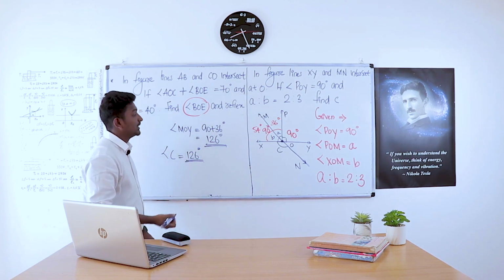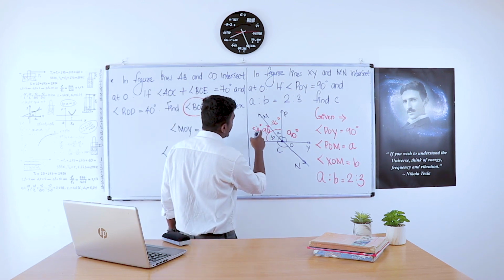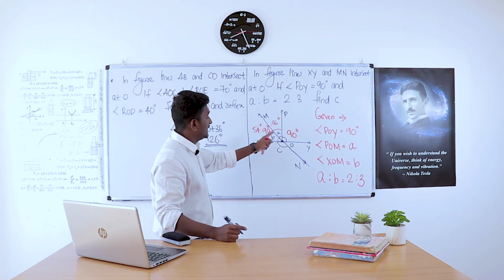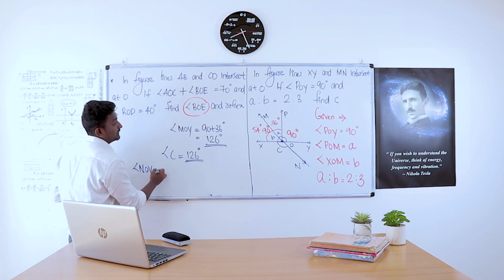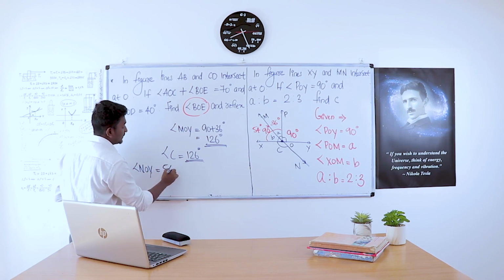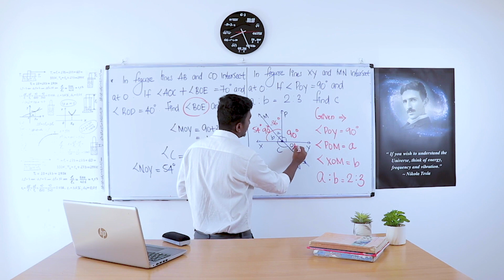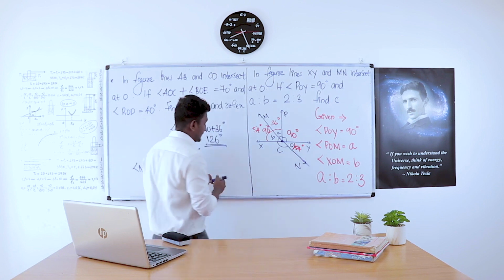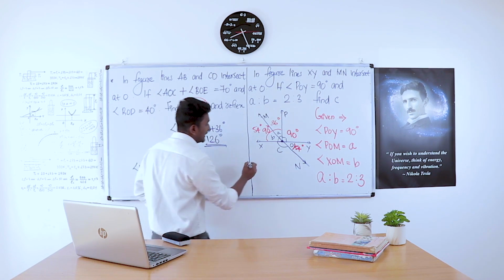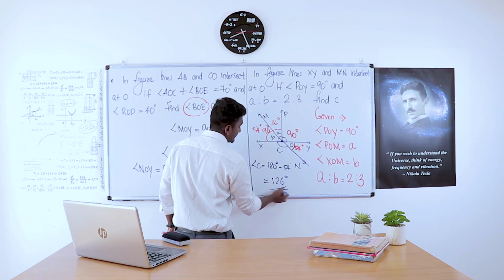This is one method. Or otherwise, we know that angle B is equal to 54 degrees. Vertically opposite to that angle, there is angle NOY, which is also equal to 54 degrees. Then angle C and this angle NOY, that is 54 degrees, form a linear pair. Therefore, to find angle C, we subtract 54 from 180 degrees, which also gives the answer as 126 degrees.